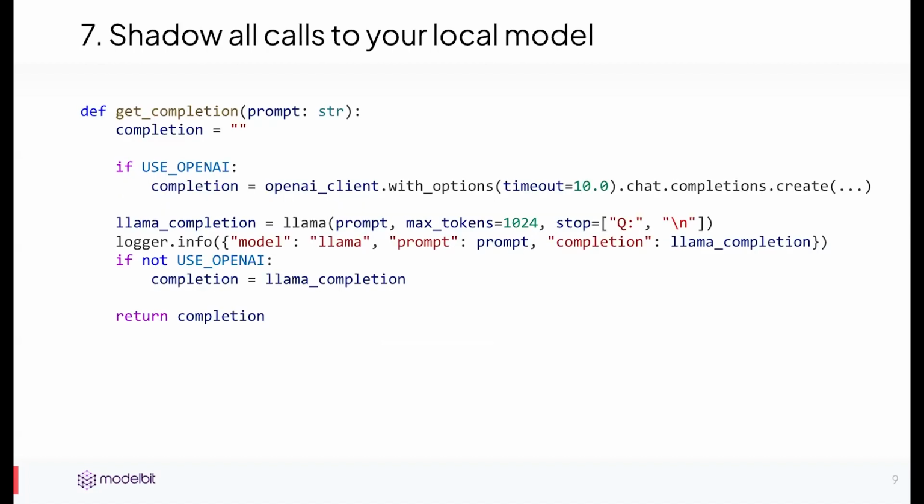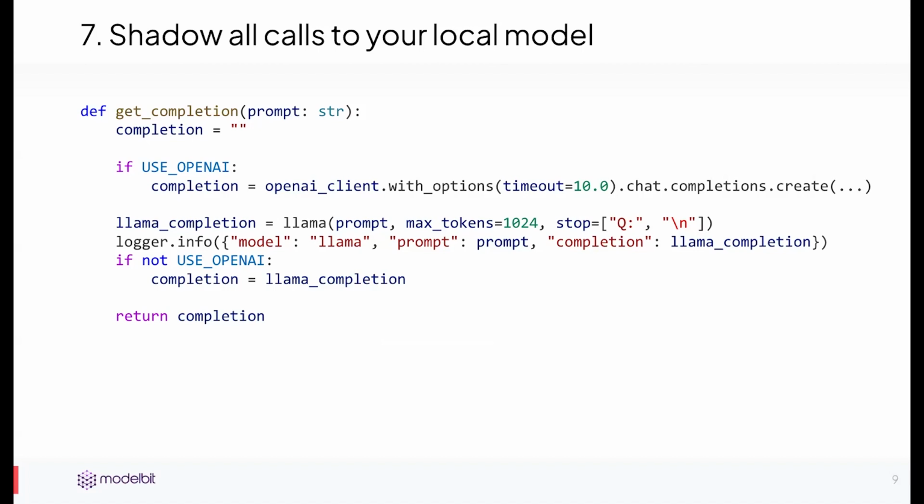Next thing that you're going to want to do is shadow all the calls to your local model. So what I mean by that is, let's say you've decided to call the OpenAI API for a certain call. You should also send that inference to your own model, log its response, and then throw that away. This is so that you can improve your own model and know what it would have done.